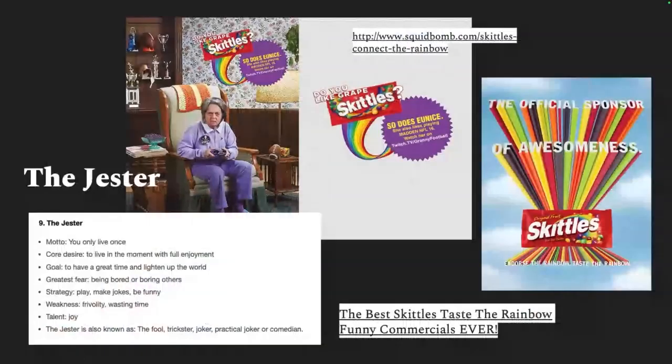Jester means the one who makes fun, the clown. Okay, so it's always about you only live once, full of enjoyment, have a great time and lighten up the world. So you are the opposite of boring when you're a jester, when you are a joker. That's why if you see their graphics, it's always very colorful, very out of this world, very nonsensical. Okay, there are many more that you can research.